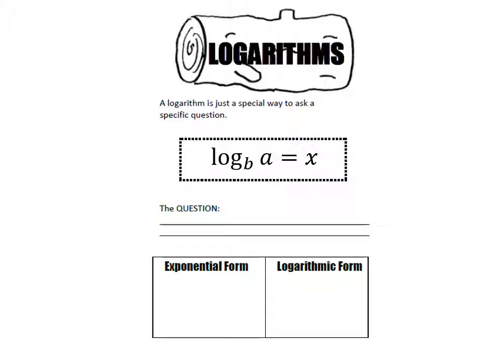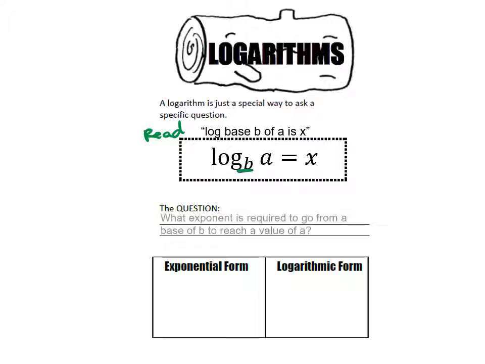First of all, the format of a log looks like this. We have log with a little sub base b. So make sure that you write it a little bit lower, a little bit smaller, of a and then equals x. So how I would read that equation, I would say log base b of a is x. So I can read you a question by using that phrasing.